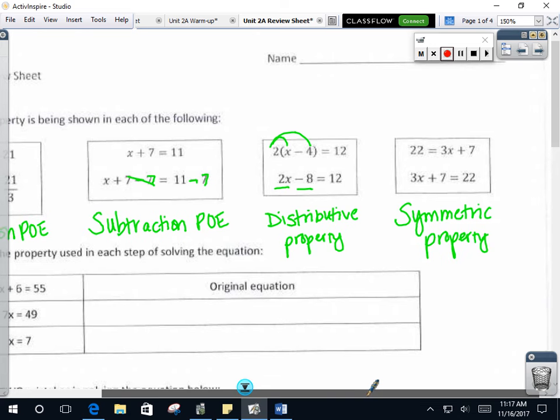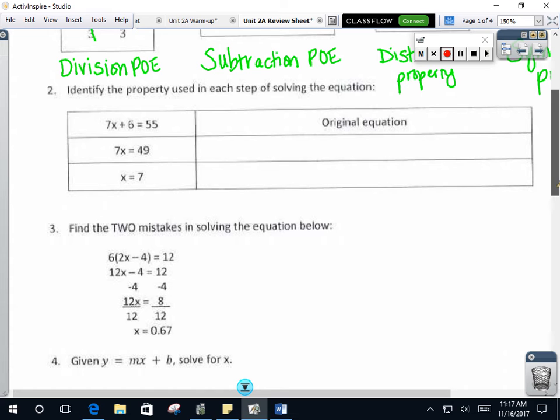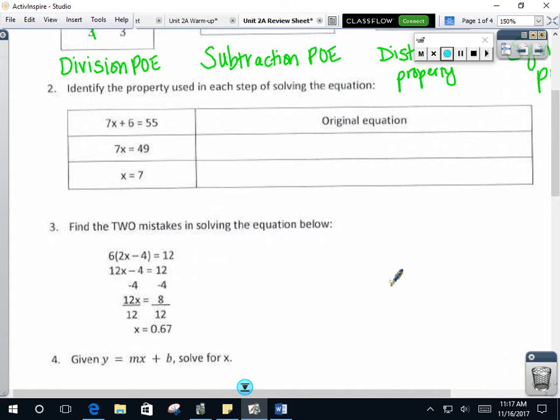All right, number 2. Identify the property used in each step of solving the equation. Okay, well think about what you would do. If you had the equation 7x plus 6 equals 55, what would you do first? Right, subtract 6 on both sides. Is that what they did? Yes, because look, all of a sudden in their next step, all they have is 7x. The 6 somehow disappeared, so they must have subtracted 6 from it. The 55 became 49. The only way that could happen is if you subtract 6. So they did the subtraction property of equality.